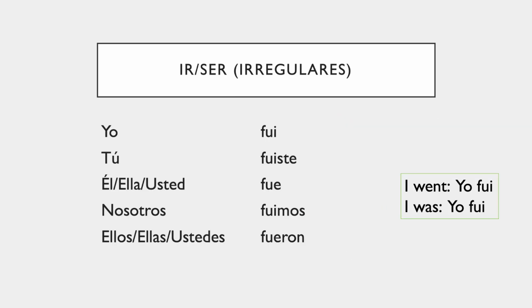Then we have two more irregular verbs here, ir and ser. Interestingly enough, they're conjugated in the same way. Right? So it's going to be fui, fuiste, fue, fuimos, and fueron. Right? So in the green box over here, you can see yo fui is I went, and yo fui is also I was. So how do we know the difference between the two? You have to use your context clues.